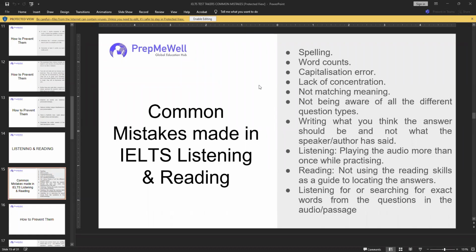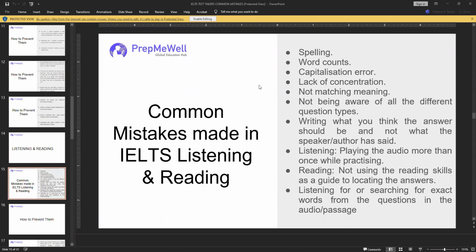Then I have here another common mistake, which is not matching meaning, right? I always stress that you pay attention to meaning much more than paying attention to words, because IELTS paraphrases a lot. They are not going to create their question based on how the speakers have spoken. Also in the reading passage, they're not going to form the question based on how the author has written it out. No, they're going to rephrase it. They're going to make use of synonyms. They can rephrase a whole sentence, right? So you need to pay attention to matching meaning.